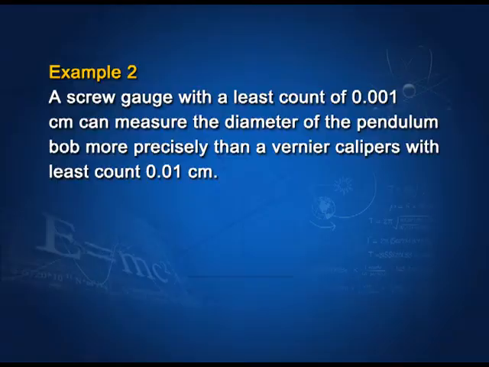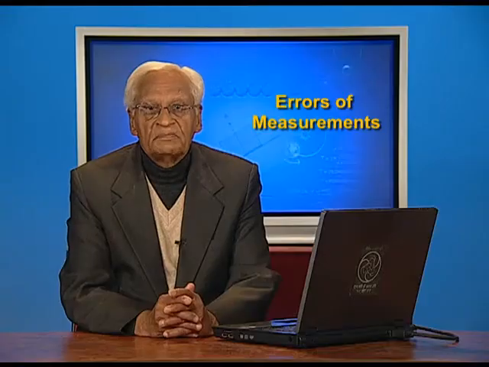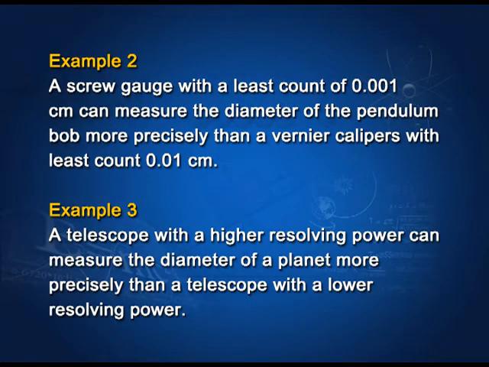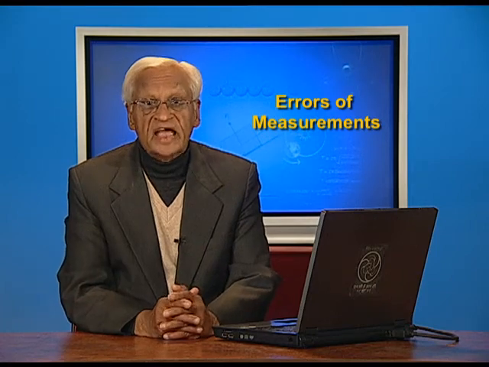Example 2, a screw gauge with a least count of 0.001 centimeter can measure the diameter of the pendulum bob more precisely than a vernier caliper with least count 0.01 centimeter. Example 3, a telescope with a higher resolving power can measure the diameter of a planet more precisely than a telescope with a lower resolving power. This was about precision. So, what is accuracy?